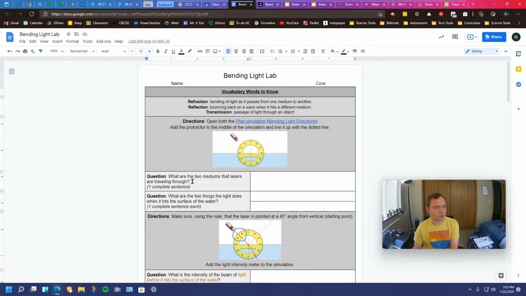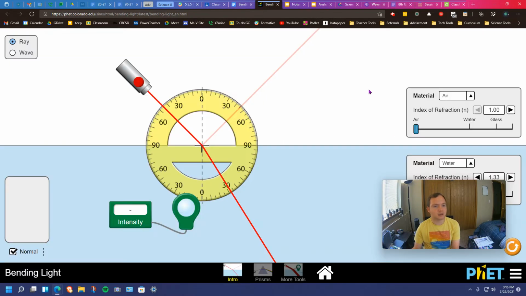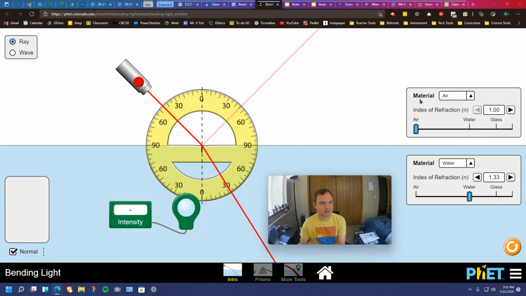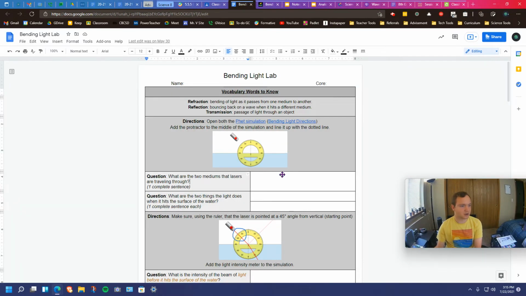The first question is, what are the two mediums? They list the mediums, and they call them just materials. The top one is air and the bottom one is water. Those are my two mediums that I'd write about here.